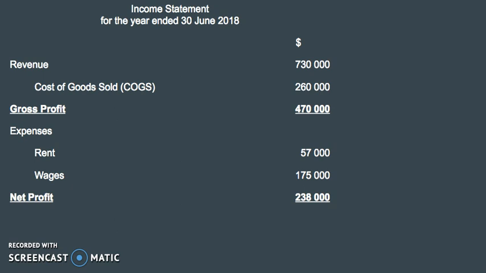Okay. So firstly, revenue. This figure here we've got here, the $730,000. That's through sales. That's by selling the goods and services. So let's, for example, a company that sells televisions. They've made $730,000 for the year selling televisions.